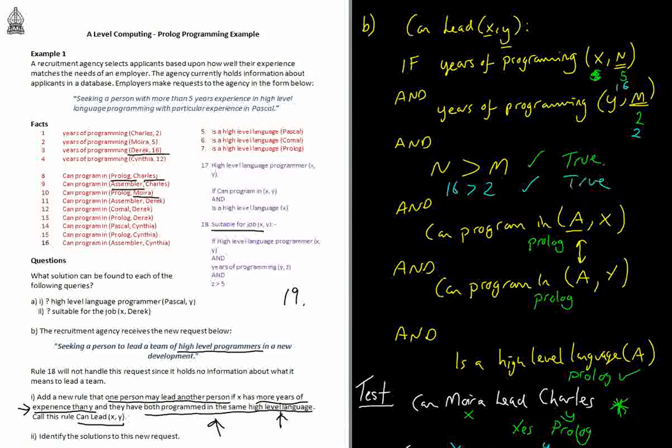So far, Derek can lead Charles. So what can they program in? Well, Derek can program in assembler, Cobol, and Prolog. Charles, we already know what he can do. He can do Prolog and assembler. But assembler is not a high-level language. We know that Prolog is a high-level language. So Prolog's okay. Prolog comes through here too. And they are the same language. So, can Derek lead Charles? Again, the answer is yes, as long as it's Prolog.